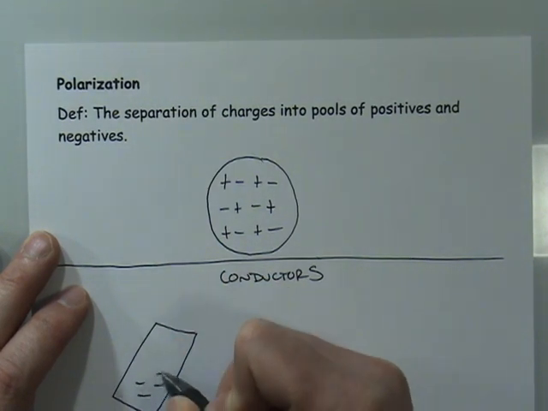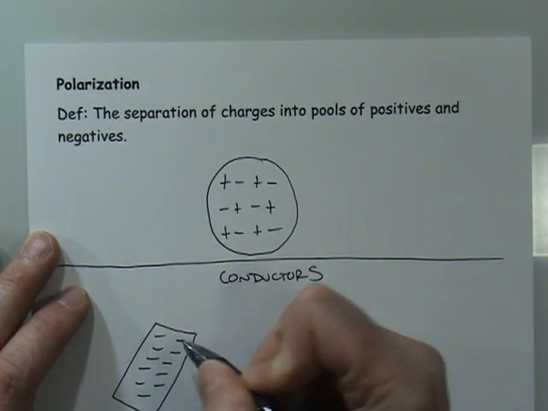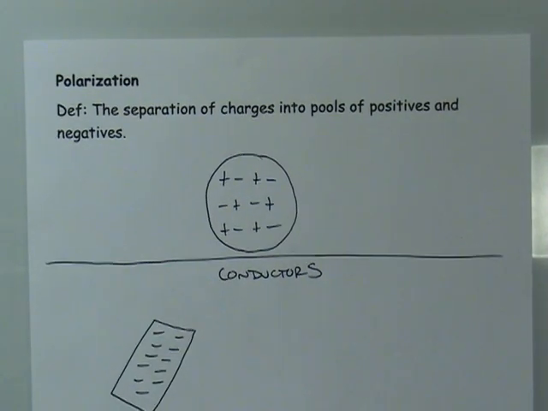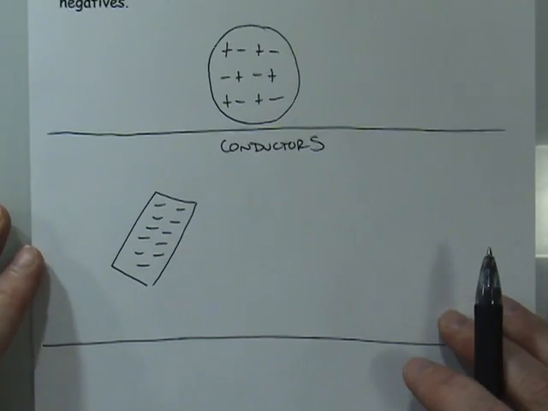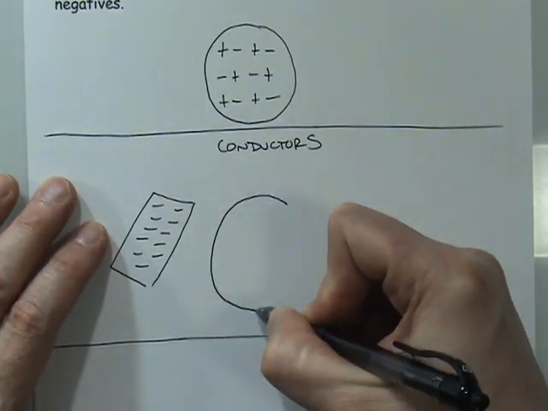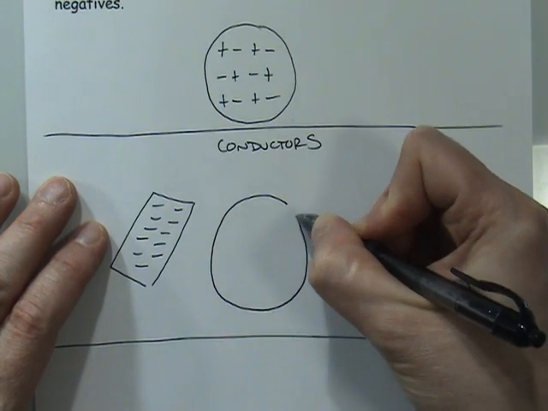I bring in a plastic rod and I rub that plastic rod against a piece of fur or a piece of wool, something like that, and some negative charges have rubbed off on that object. Okay, now here is that same object. This is called a pith ball. It's a conducting material.